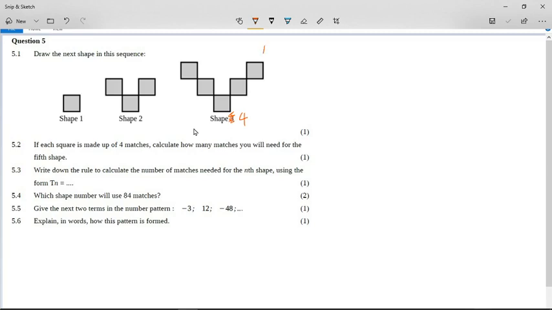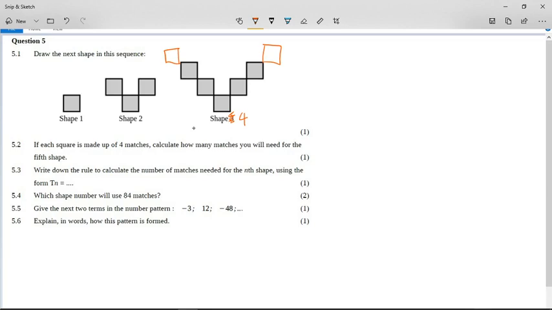Okay, I'm going to add a square onto the edge here because that is how the next shape will be. So we went from having one square, three squares, 1, 2, 3, 4, 5 squares, and then 7 squares. Okay, so that's fine. We've got one mark.